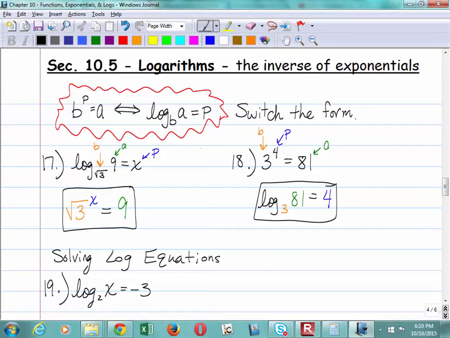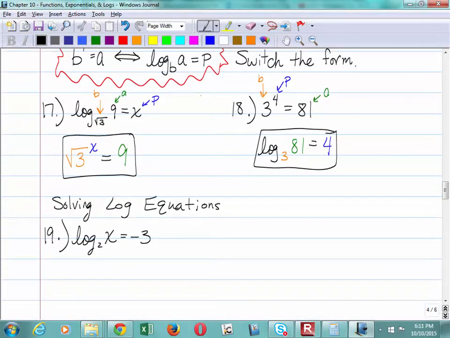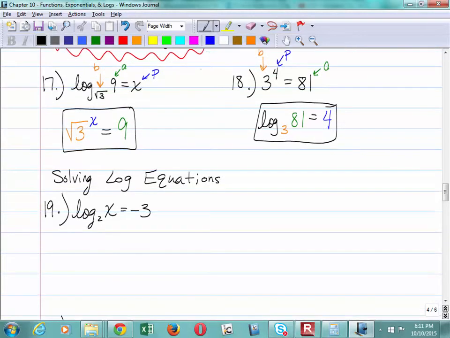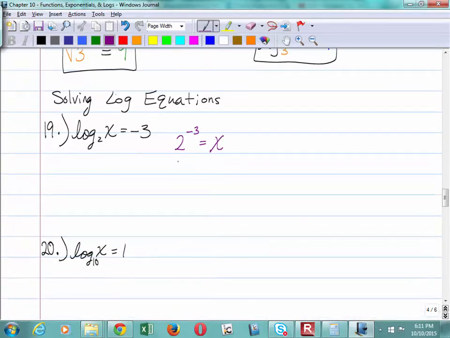So we can use that to help us to solve logarithmic equations. So number 19, we have log base 2 of x equals negative 3. So we could write that as 2 to the power of negative 3 equals x. So 2 to the power of negative 3 would be the same thing as 1 over 2 to the third, which is 1 over 8. So x would be equal to 1/8.